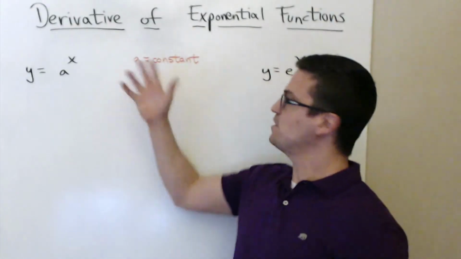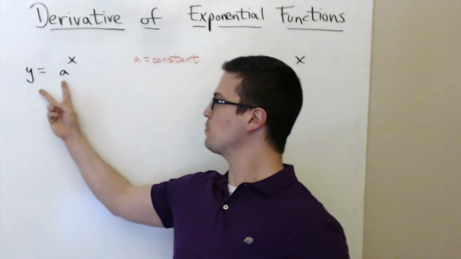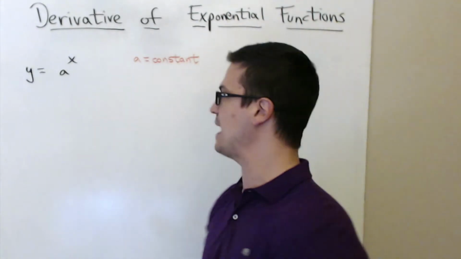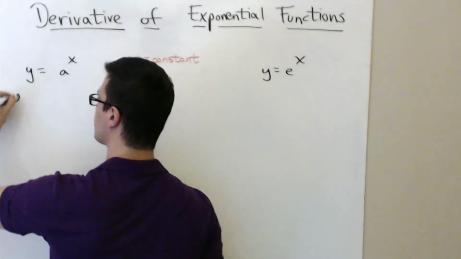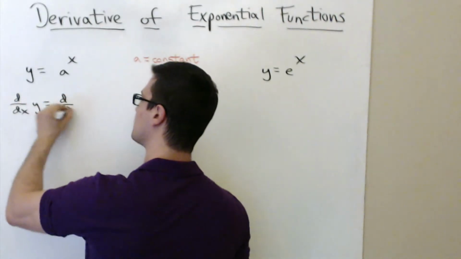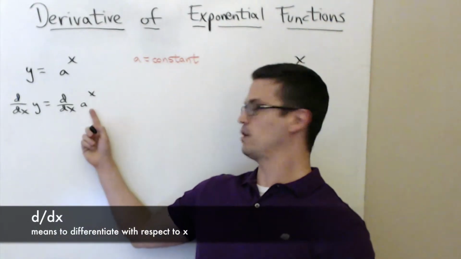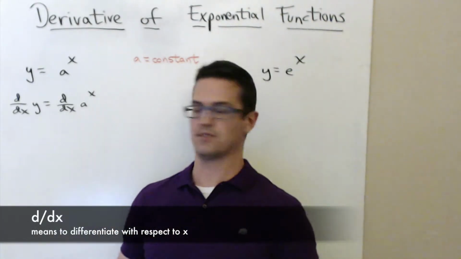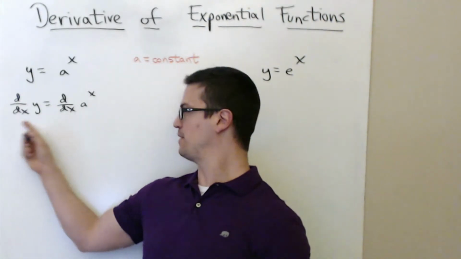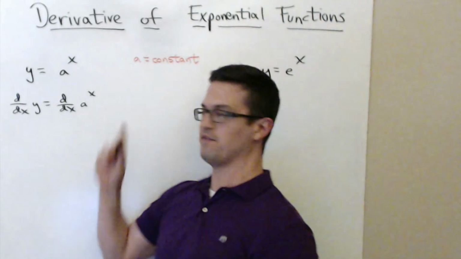Alright, that being said, let's figure out how to find the derivative of an exponential function. The first thing that we're going to do with our exponential function here is take the derivative of both sides with respect to x. So we have d over dx on this side, and then d over dx on this side. If you remember, the d over dx just means take the derivative of whatever's over here with respect to x. So right here we have the derivative of y. This is the derivative that we're looking for. dy over dx is right here. And then we're trying to figure out the derivative of this a to the x.